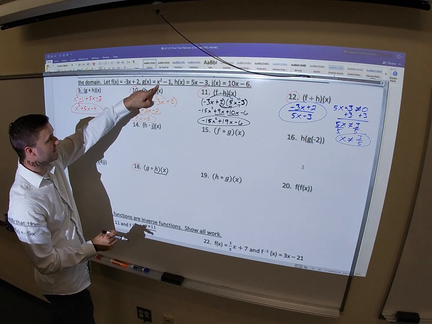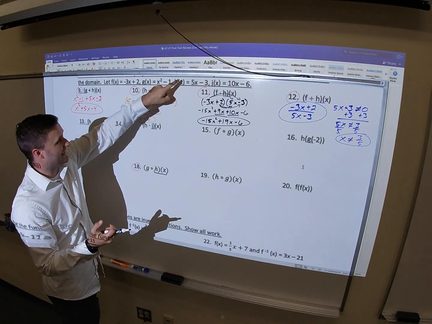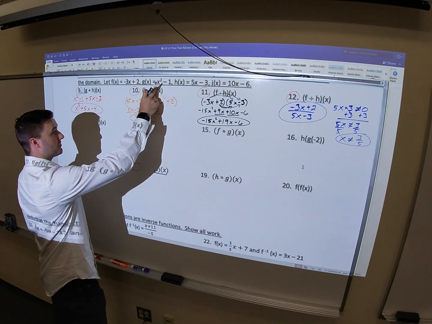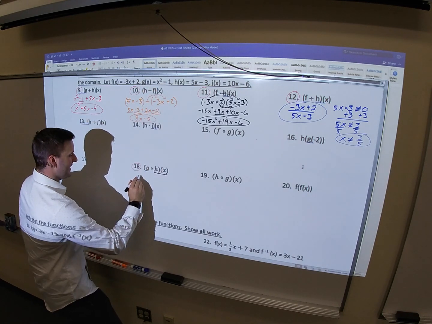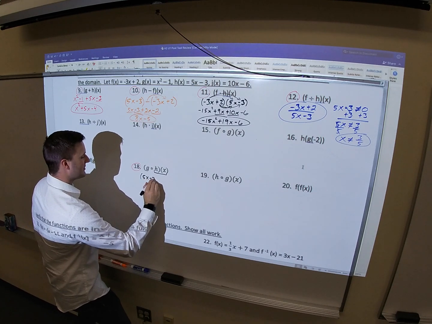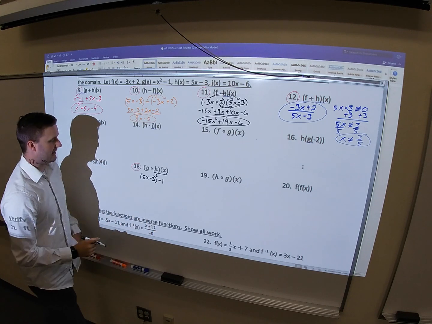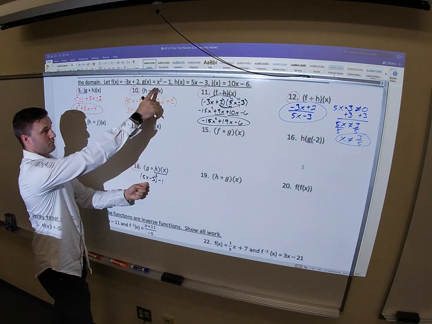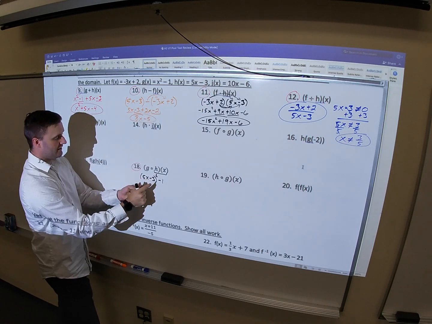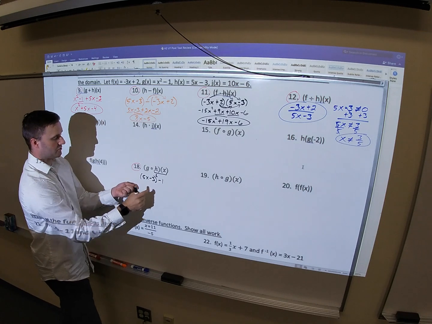So everywhere I have an x in g of x, I'm going to take that x out and replace it with my entire h of x function. So instead of x squared minus 1, x is being represented by h of x, which is 5x minus 3. So it's this that is being squared and minus 1. So I took x out and I replaced x with the entire function 5x minus 3. So it's this that is being squared and then minus 1.